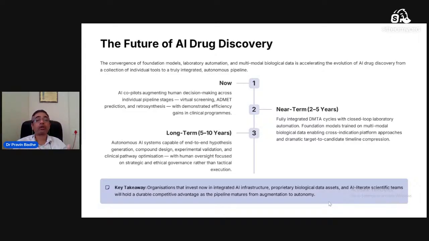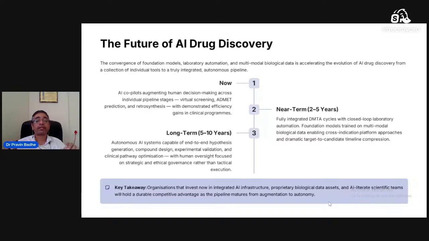And in the long term, there will be automation of the AI system where hypothesis generation, compound designing, experimental validation, even moving into the clinical pathway will be optimized using the AI with the human in the loop. But yes, it will be with the help of the AI. As I told you, the robots are there which can be doing synthesis as well.